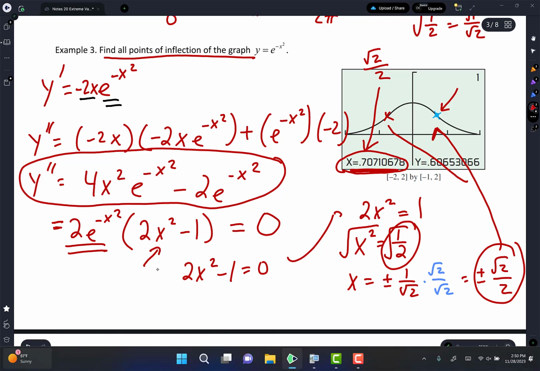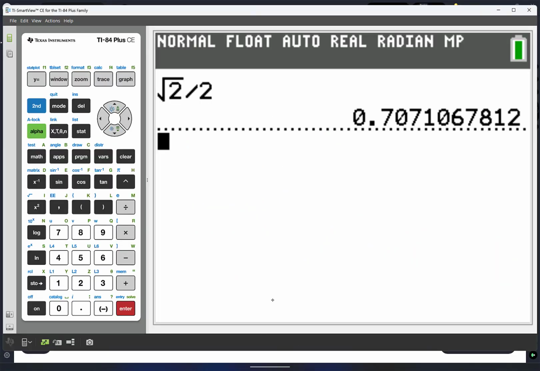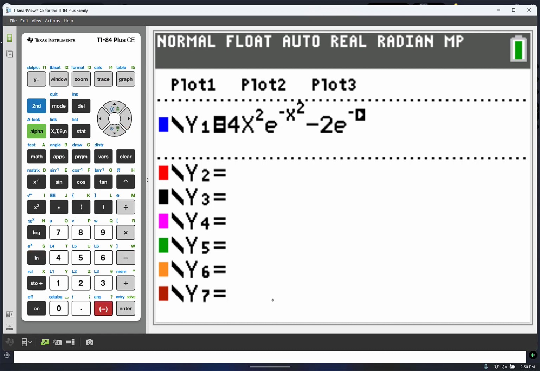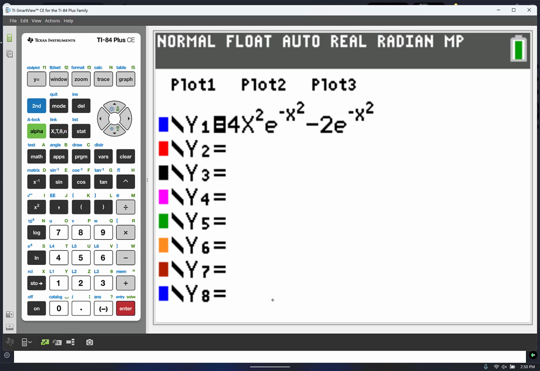So here it is. I'm going to go to my calculator. I'm going to click y equals, and I'm going to type it in here. So what was it? 4x squared, e to the, and then what was it? Minus. Okay, so I'll wait for everyone. Here's what I have.